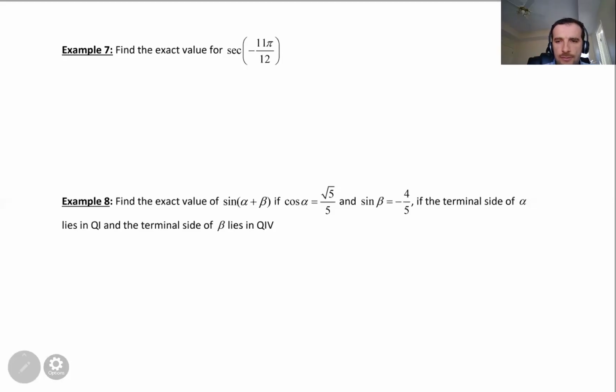All right, so let's continue section 7.2. This is the third part of this section. In the previous two videos in this section, we studied the sum and difference formulas of sine, cosine, and tangent. Now I'm going to do more examples in this part.